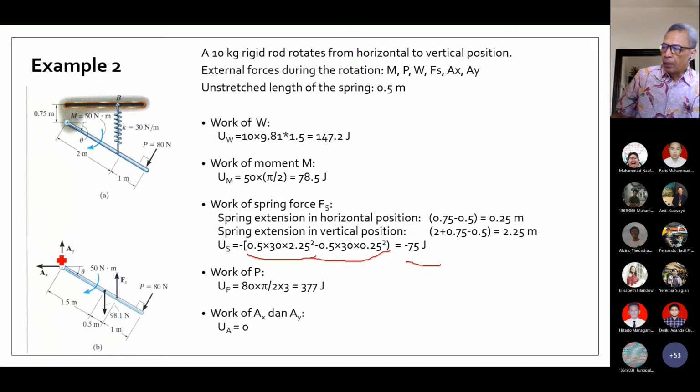Kalau kerja oleh gaya P dan kerja oleh gaya A, ini berarti standar. P kita lihat di lintasannya panjangnya berapa, kita kalikan. Kerja oleh A, lintasannya 0, kerjanya 0. Jadi Anda pahami ini. Kalau Anda sudah paham ini, next untuk merumuskan kerja dan energi pada satu benda kaku tidak akan ada masalah. Oke, ini materi yang kemarin. Ada komentar, ada pertanyaan sampai di sini?